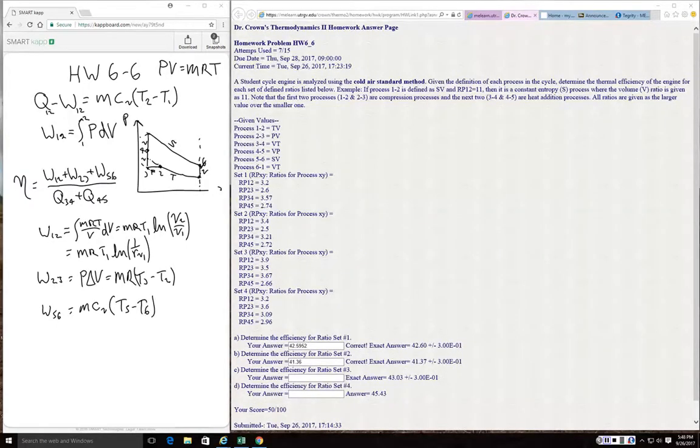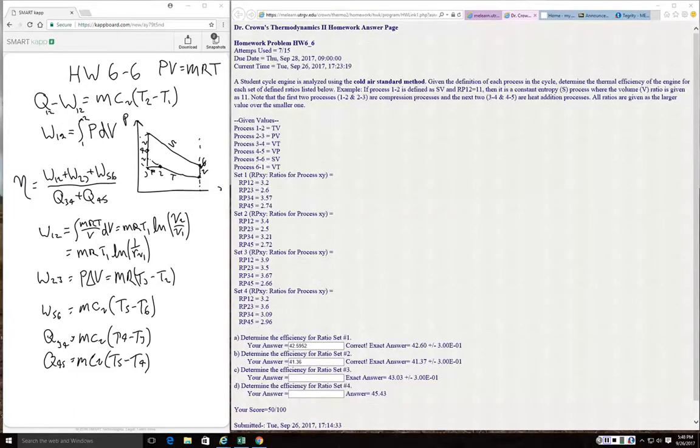So I can add these three terms together, put them in the numerator, and then Q 3-4. There's no work in that process, so it's just equal to mCv times the temperature difference, which is T4 minus T3, and Q 4-5 equals mCv (T5 minus T4). So now I have all the necessary work and heat transfer.